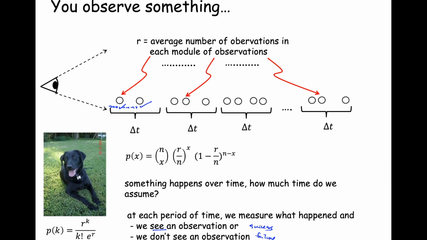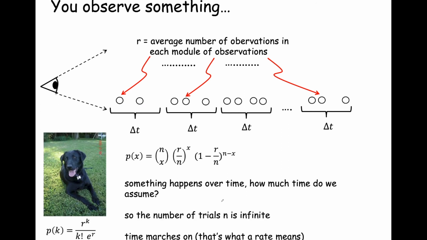So in mapping to the binomial distribution, this Poisson configuration, this idea of over time, well, how many times do we do this? We do this as time marches on. That's what the rate means. And if we do it as time marches on, well, the number of periods of time or points in time that we can measure is going to be infinite. And so this n is going to be infinity.